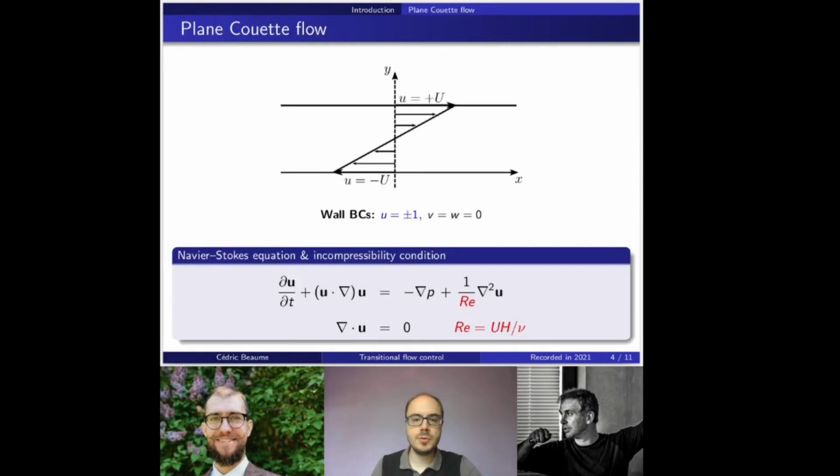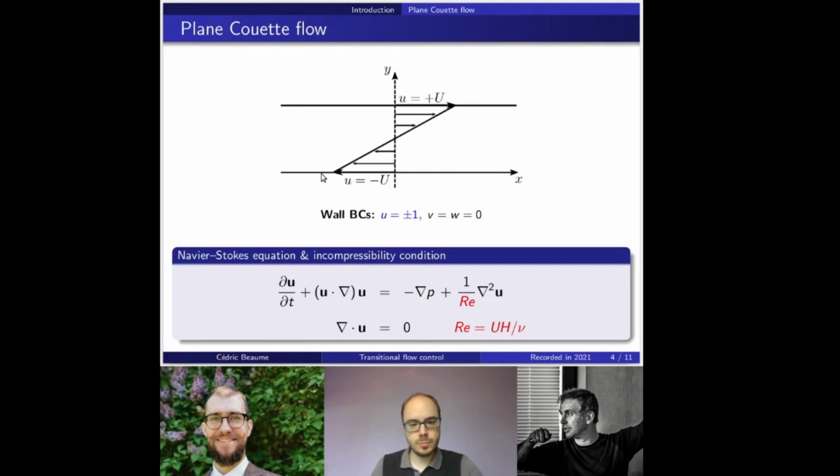The flow that I'm interested in today is plane Couette flow, which is a three-dimensional fluid confined between two parallel walls. The top wall here moves in one direction, and the bottom wall moves in the opposite direction at the same amplitude of the velocity. This flow is entirely driven then by viscous effects, which give rise to this laminar flow profile.